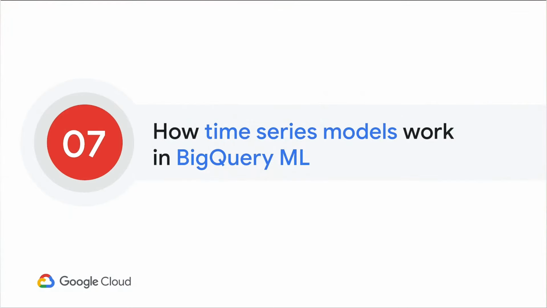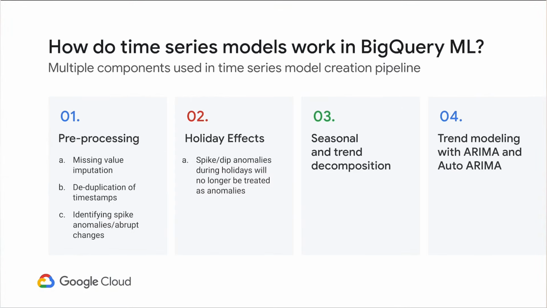Now, at this time, I want to shed some light on what's happening behind the scenes when you're training a model in BigQuery ML. When you train a time series model with BigQuery ML, there are actually multiple components used in the time series model creation pipeline. ARIMA is one of the core algorithms, but there are also other components that are used. So I'll describe each of these in roughly the order that they're run.